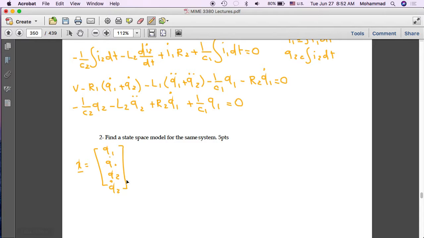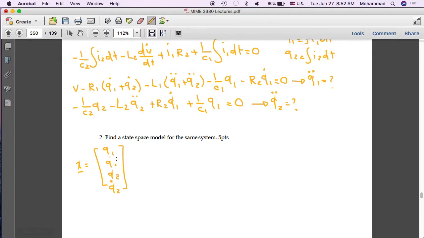Okay, so the next step is simply find. So from this equation, this is easier to see. So from this equation, we'll find Q2 double dot, which is necessary for finding derivative of Q2 dot, the fourth member of the state vector. From this equation, we'll find Q1 double dot, which is the derivative of the second member of X.